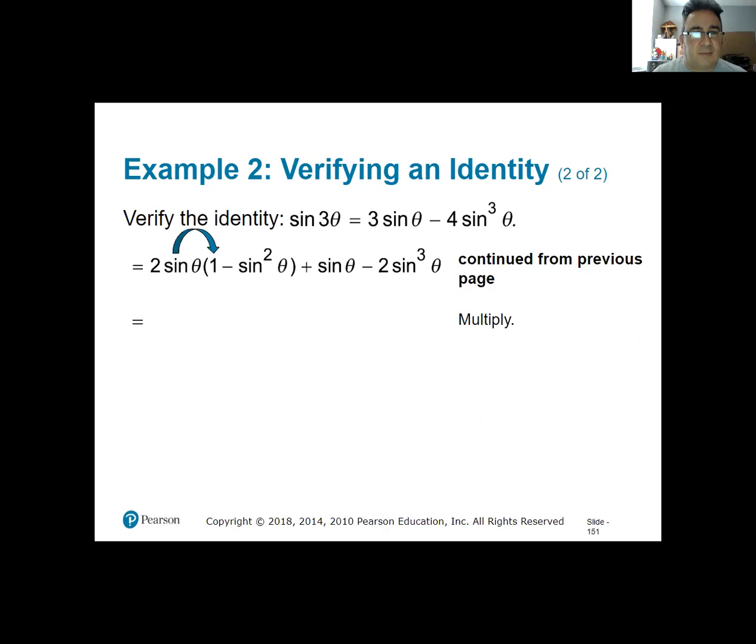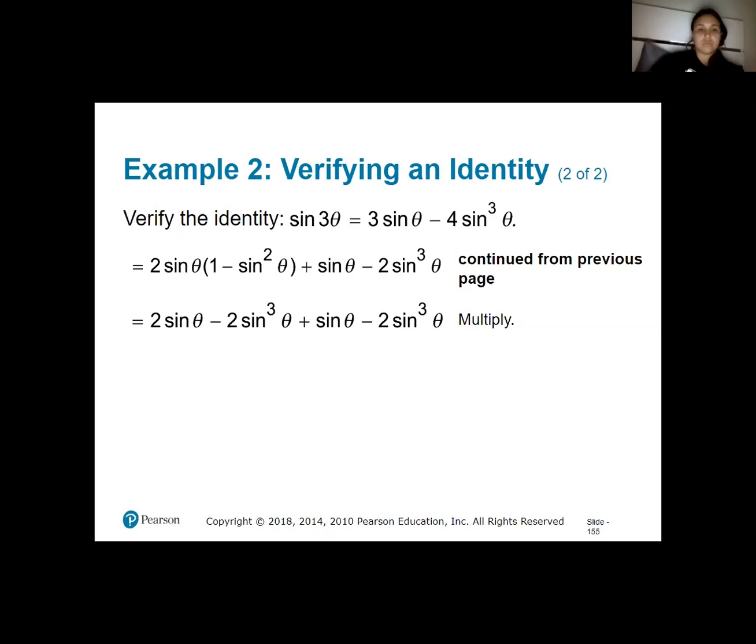We multiply with the distributive property here. 2 sine theta times 1 is 2 sine theta. And then 2 sine theta times negative sine squared theta is going to give me negative 2 sine cubed theta. Very good. And then bring down the rest, and now combine like terms. Now we're going to get 3 sine of theta minus 4 sine cubed of theta.